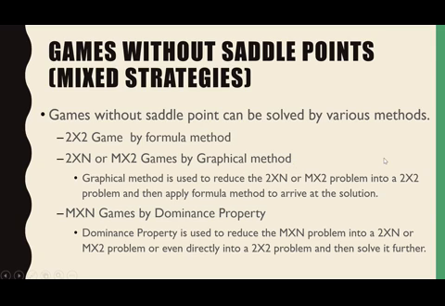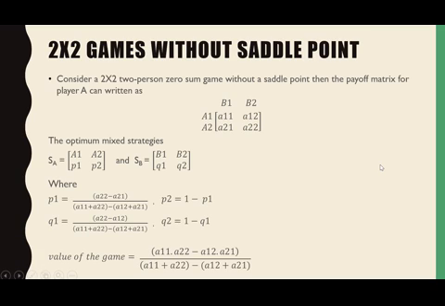So now we will go into 2 cross 2 games without a saddle point. Whenever you have a 2 cross 2 game, which is a 2-person zero sum game without a saddle point, we will assume the matrix to be of the form A11, A12, A21 and A22. Okay?